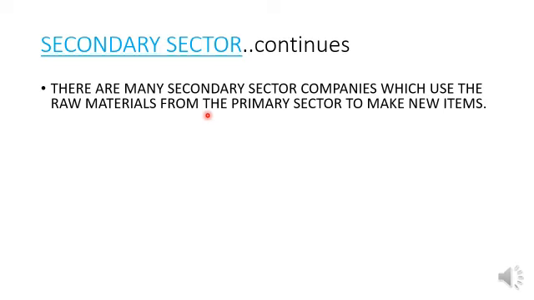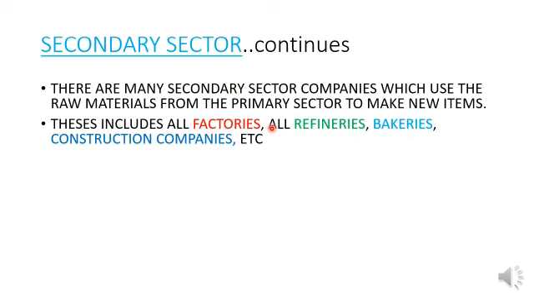There are many secondary sector companies which use raw materials from the primary sector to make new items. This includes factories, so any factory that you can think of, refineries, any refinery that you can think of, bakeries, construction companies, all these fall under the what? The secondary sector. So you should be able to quickly think of an example of a factory that you know. Which factory can you quickly think of right now?